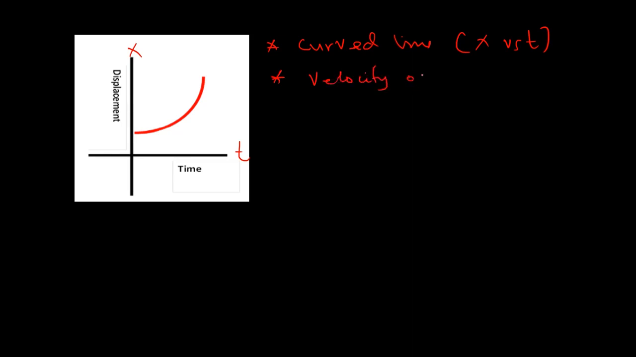Okay, next graph. When you have this kind of graph in terms of a position versus time graph again, we have a curved line. So whenever you see a curved line in an x versus t graph, represented as this one or with corresponding values, you will simply assume that the velocity of the object is changing.